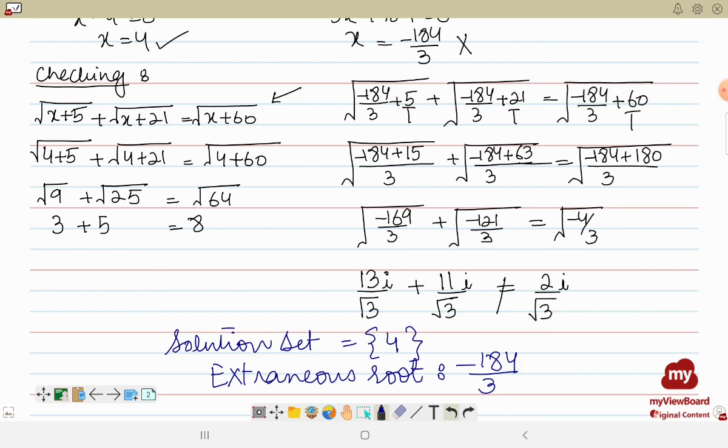In this case, we have taken the square two times, right? So I hope the steps of working are clear to you.